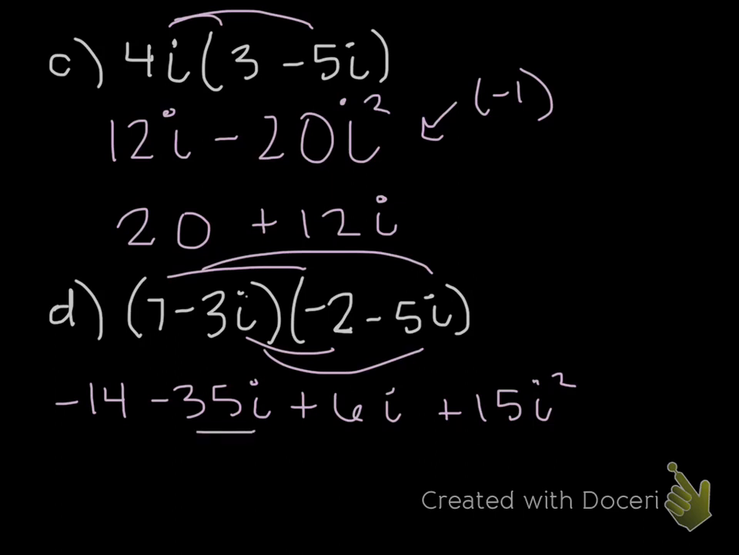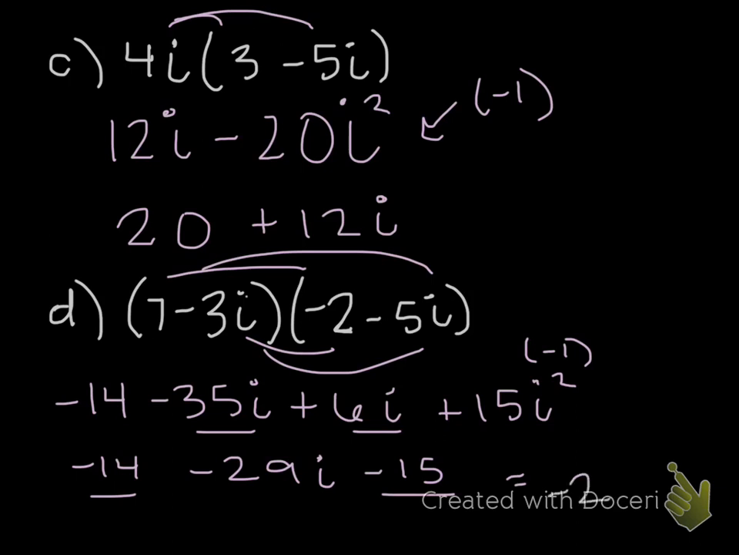So these two terms can combine, so I'll have -14. This will combine to be -29i, and because this is equal to -1, that's going to change to be a -15. So now I have two more like terms I can combine. And the final answer will be -29 minus 29i.